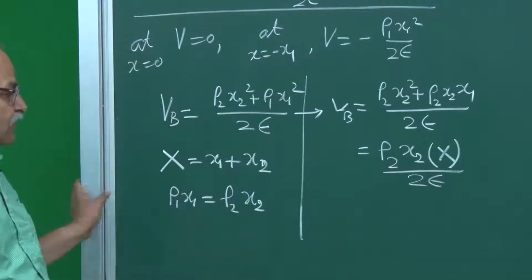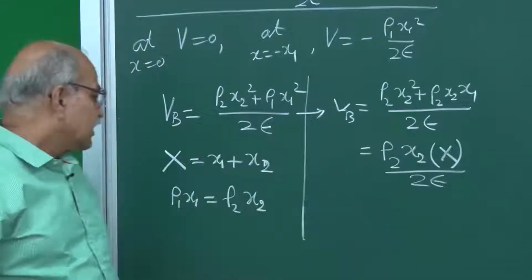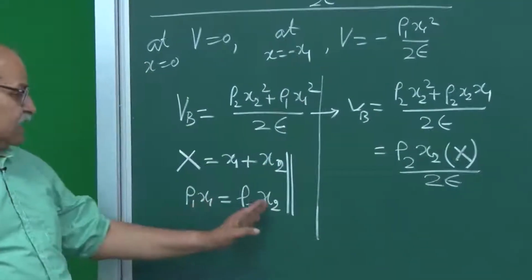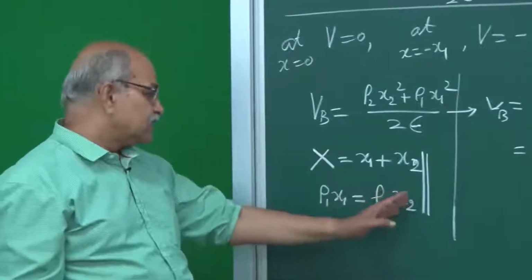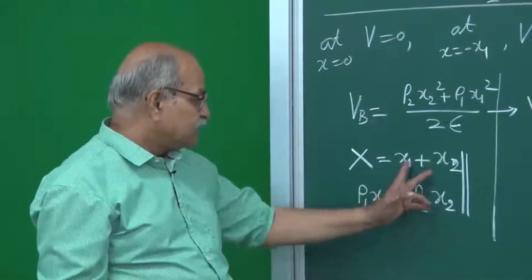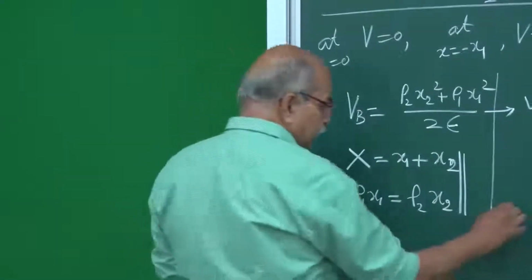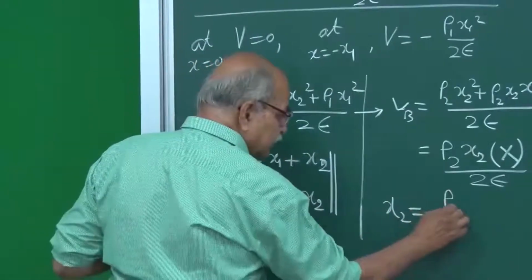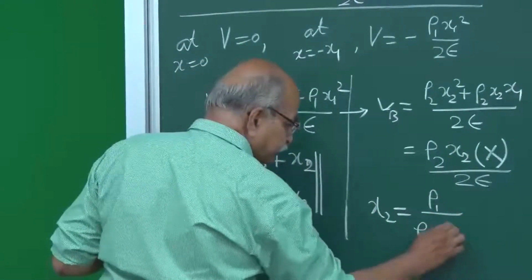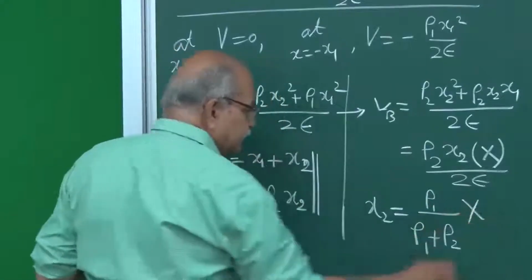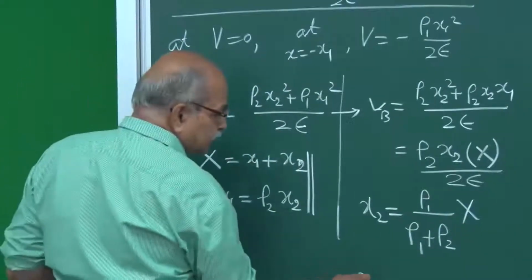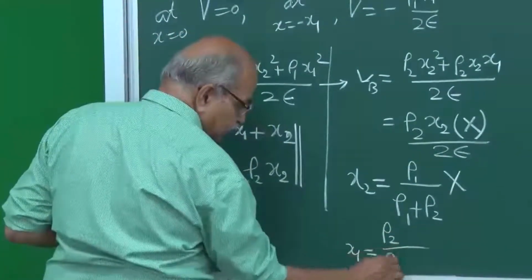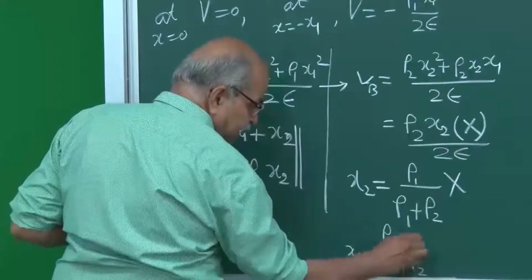So, this is 1. Now, you have to eliminate this x2, and that you can do from here. This x1 and x2 are in inverse ratio of rho 1 and rho 2, and the sum is capital X. So, x2 will be rho 1 divided by rho 1 plus rho 2 times capital X, and x1, I do not need that, but x1 will be rho 2 divided by rho 1 plus rho 2 times capital X.